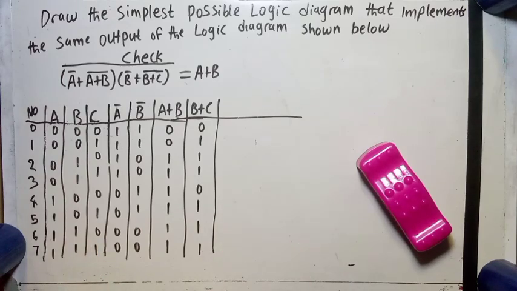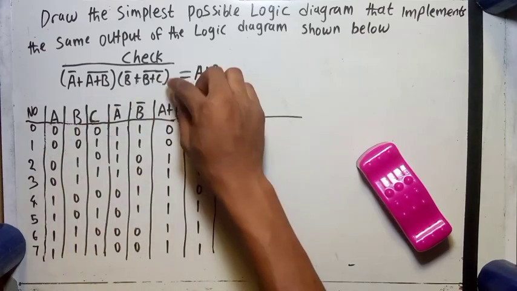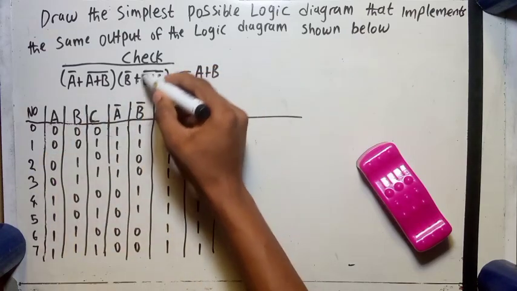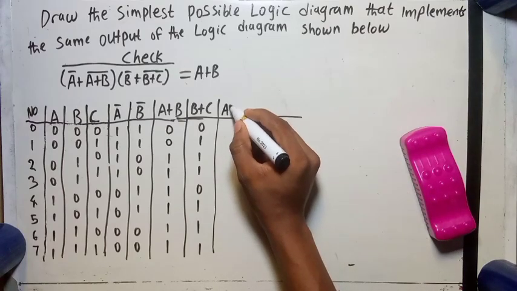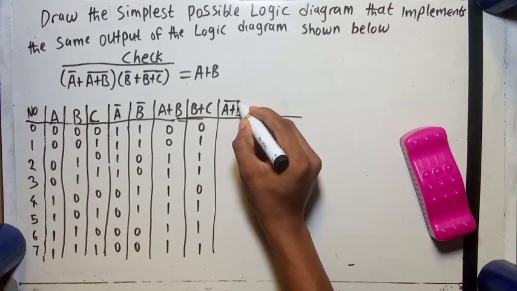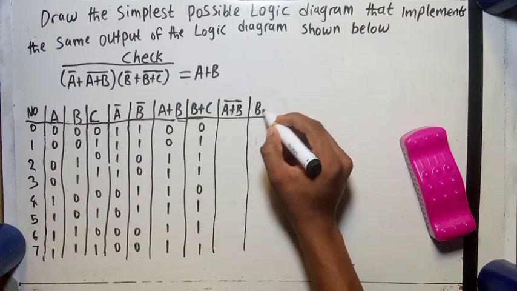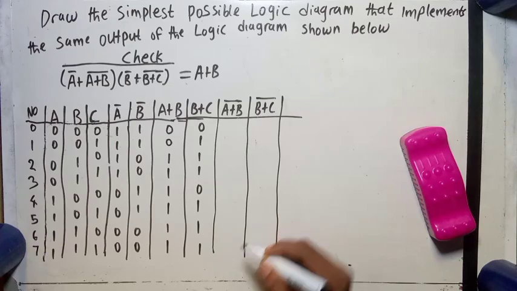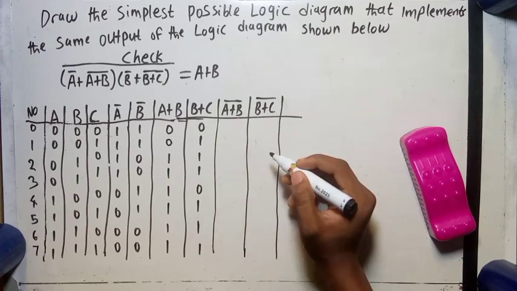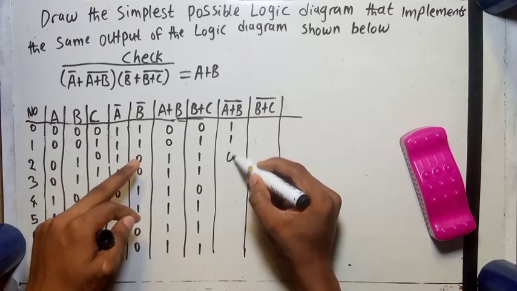Right? Now, we're going to find the complement of these two, since our aim is to get this and this. So we'll be finding the complement of those two: A plus B all bar, and B plus C all bar. Now, we're going to be negating everything that is here. So we're going to have 2 ones and the rest are zeros.